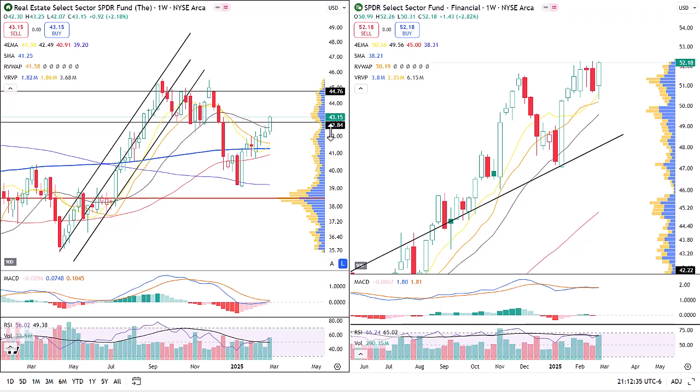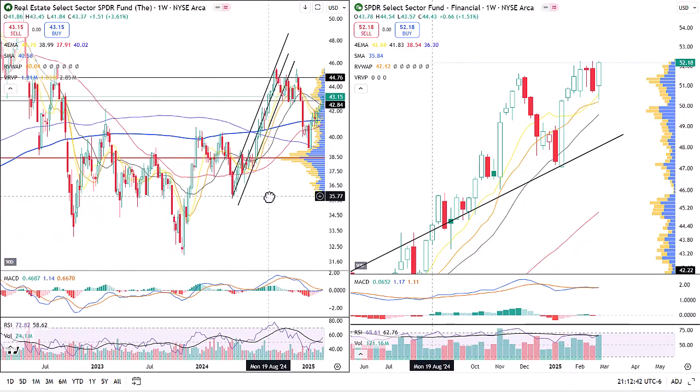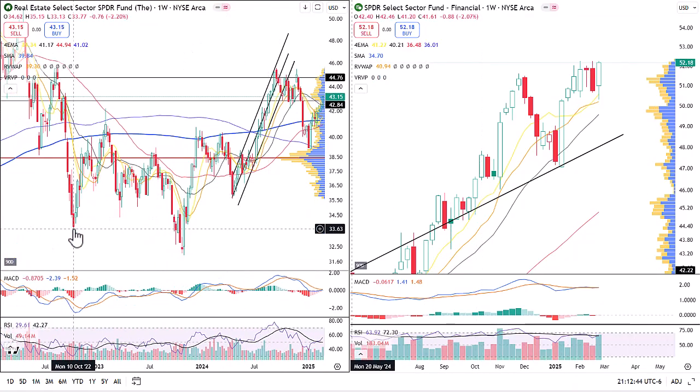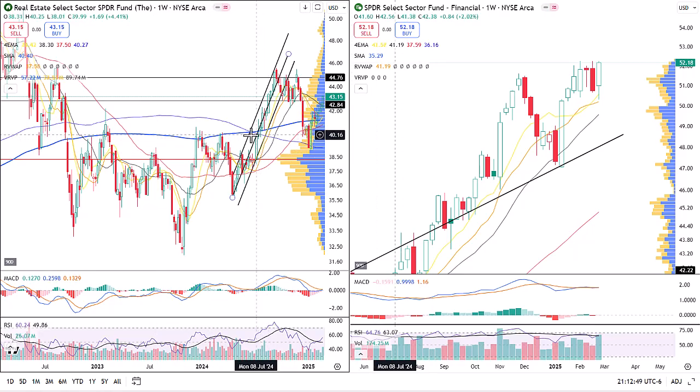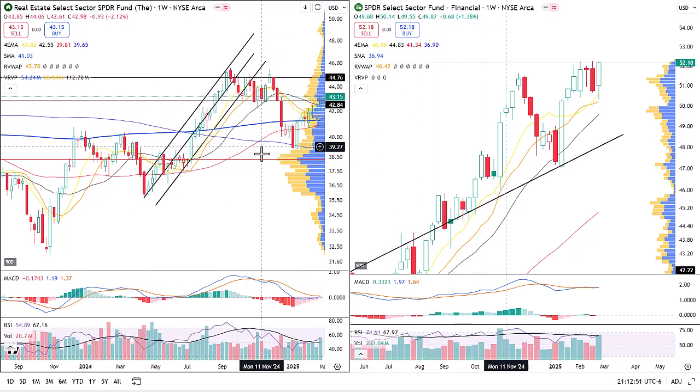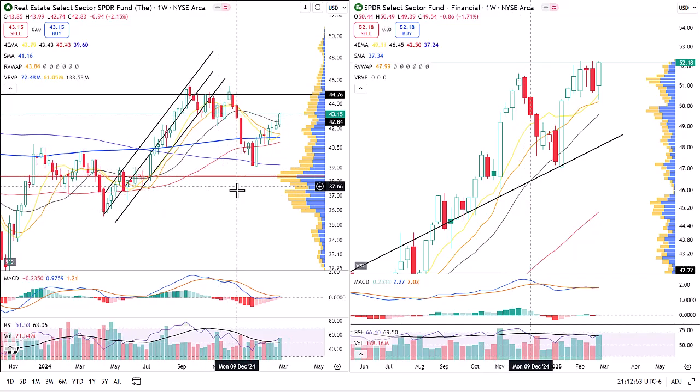Moving over to strong sectors this week, real estate continues to be amazing, breaking out back above the 42.84 level. This is getting expensive now. You can see 44.76 is your next resistance. Really, I was liking it back here, right? We were in this 33 to 38 range, and then we started to break above that back in July of last year. But now it's a little bit expensive.